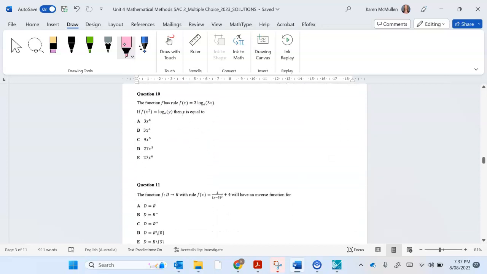All right, question 10. The function f has the rule 3 log base e 3x, if f of x squared equals blah, blah, blah. All right. So we've got 3 log e 3. So, what am I doing? X squared.